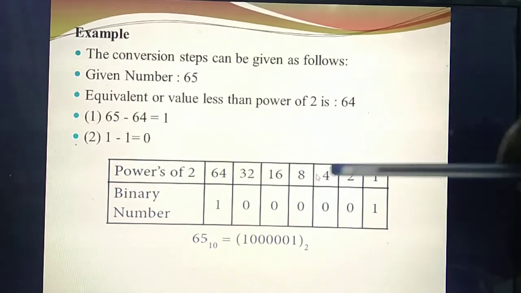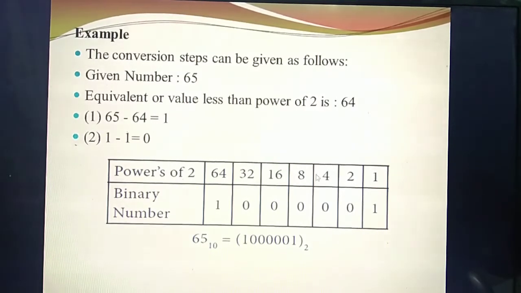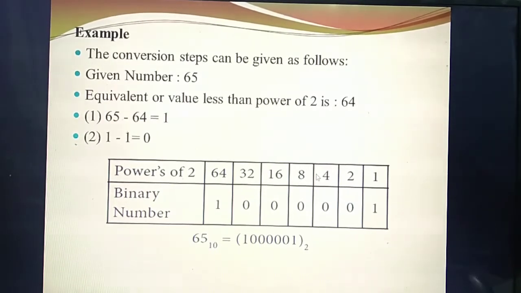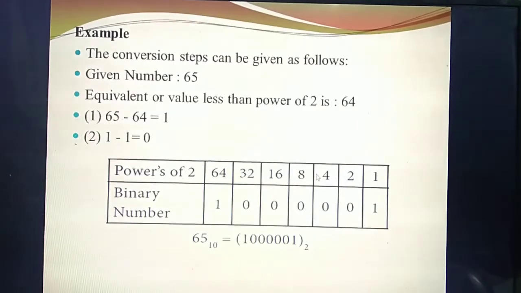But what's the condition? You need to add these numbers. Any 2 numbers, or any 3 numbers, or any 4 numbers you add, but you must get the value 65. Okay, listen carefully. First thing, you always choose the nearest value to 65. So which is the nearest value here? For 65, the nearest value is 64.